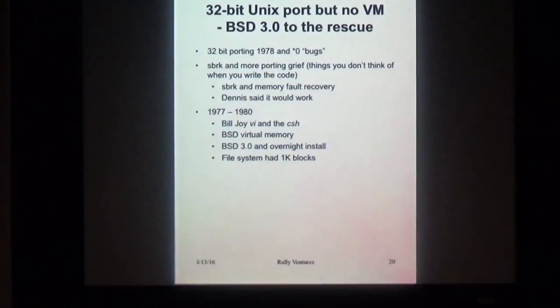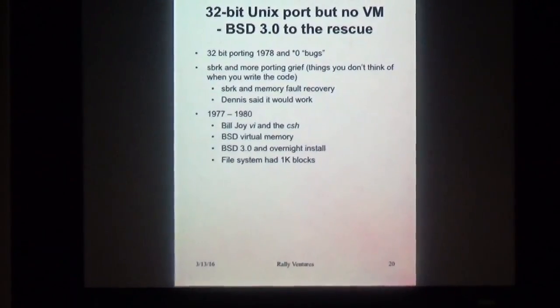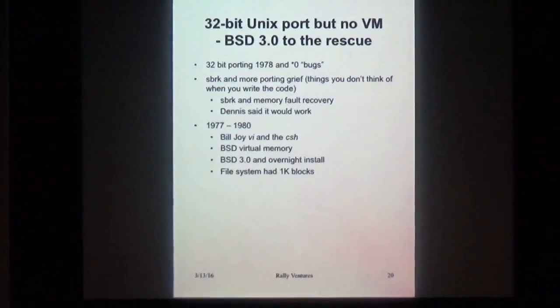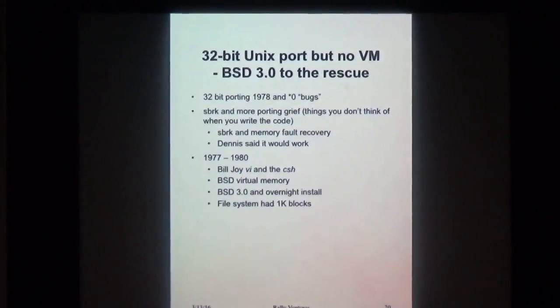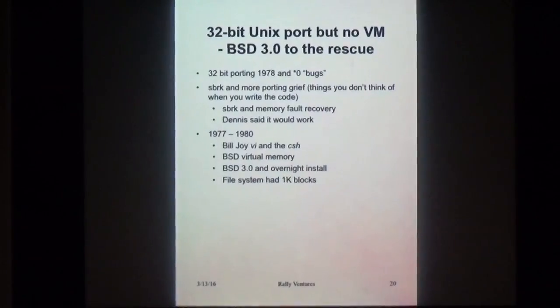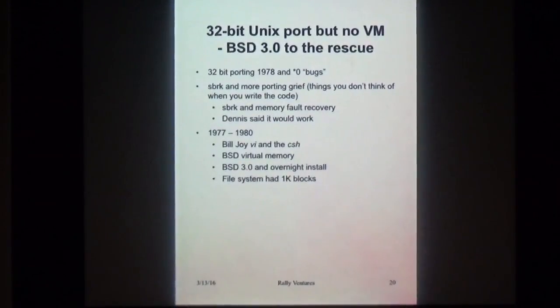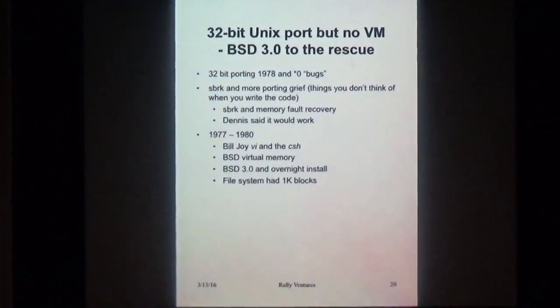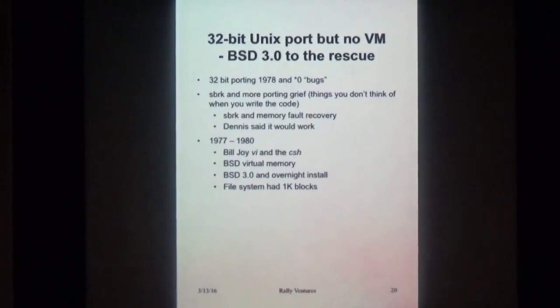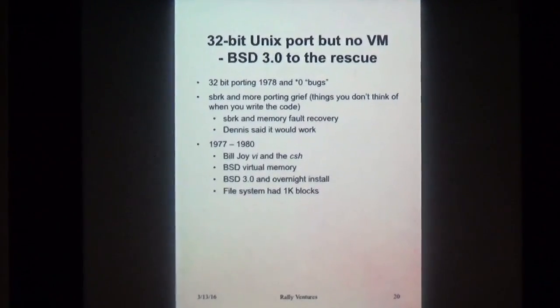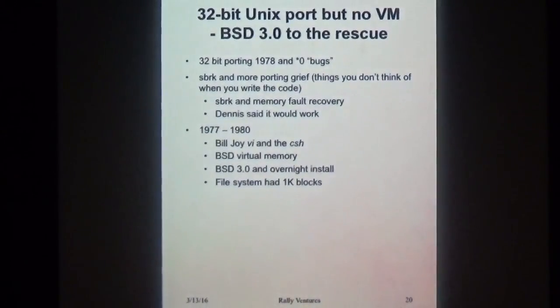The 32-bit port was done on the Interdata. We used to call it the Interlemon. And then the VAX showed up, and so we moved it to the VAX. Of course, we found on the PDP-11, address 0 had 0 in it. So if you indirected a pointer through address 0, you just got 0. And so there were a whole bunch of bugs in the code because people did that, and it took a while to find them.